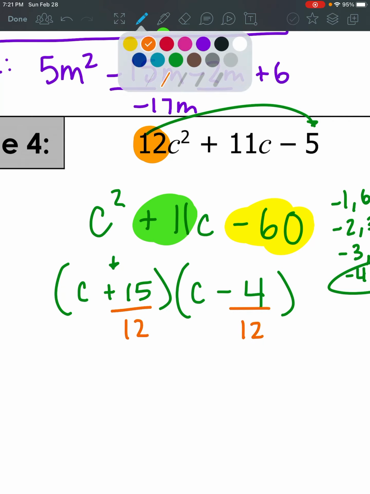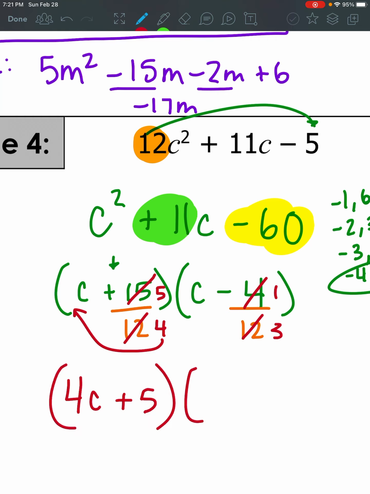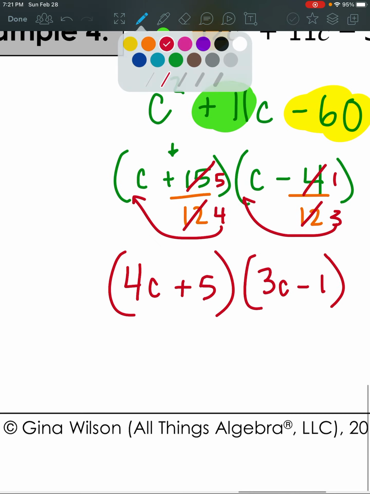And now we want to simplify. So 15 and 12 can be divided by 3. 4 and 12 can be divided by 4. And then slide your denominators. So 4c plus 5 is one binomial. 3 slide in front, so 3c minus 1 is the other.